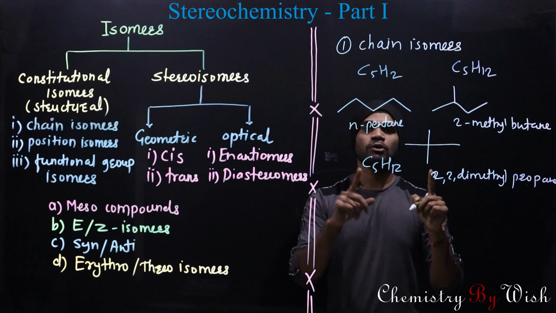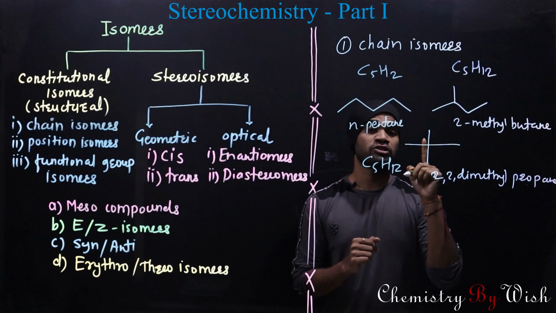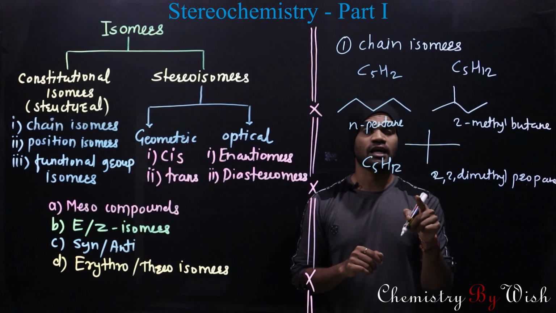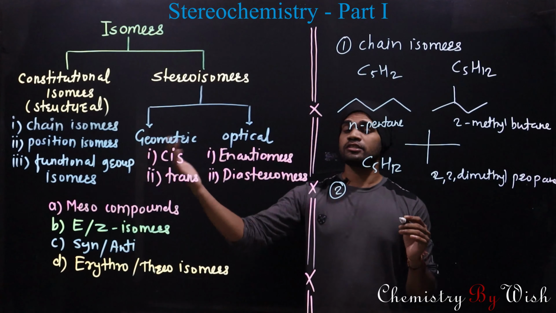So this is an example of constitutional isomer. Same molecular formula but different structural formula. If that difference is in a chain, that's why those isomers are called chain isomers. Okay, so the second type is the position isomer.